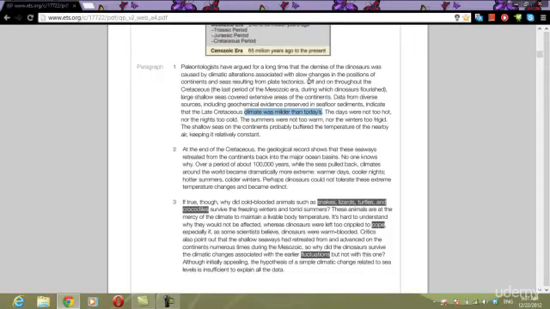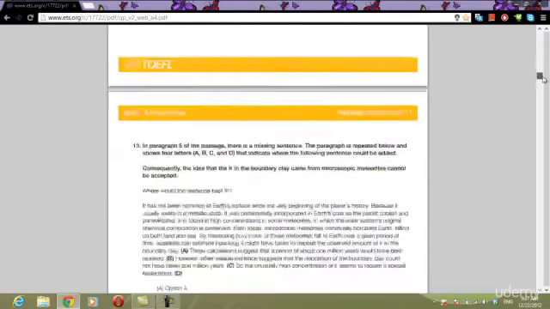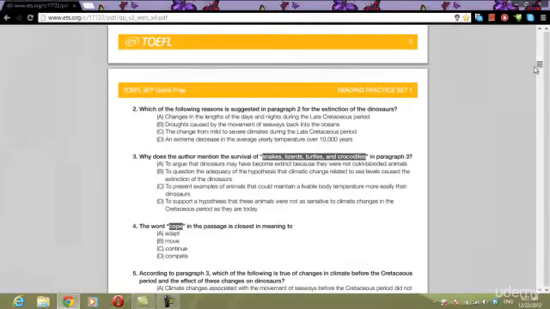Number 2. Which of the following reasons is suggested in paragraph 2 for the extinction of the dinosaurs? Alright, this is an inference question. And our key words in the inference question are the extinction of the dinosaurs. Okay, so we have to go to paragraph 2.